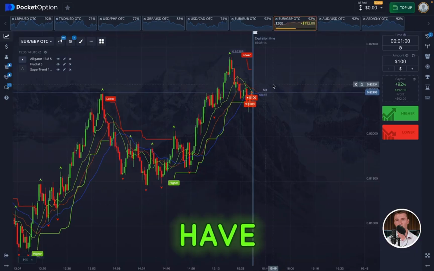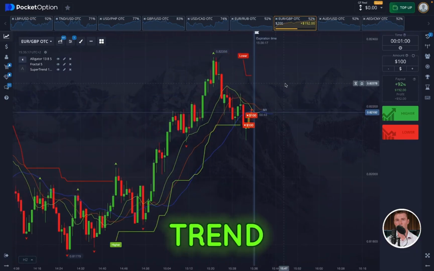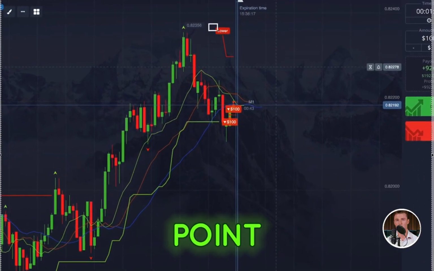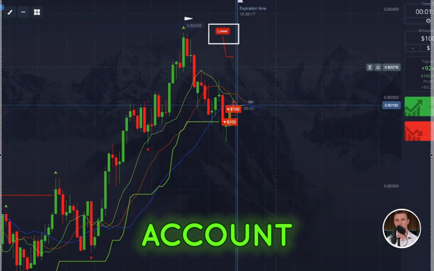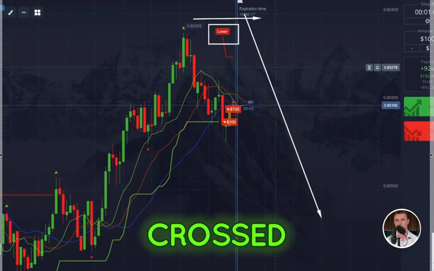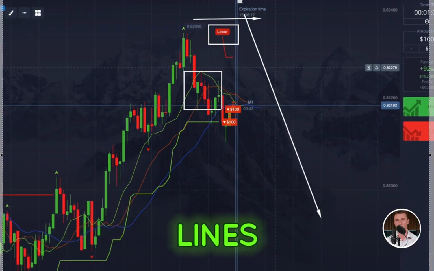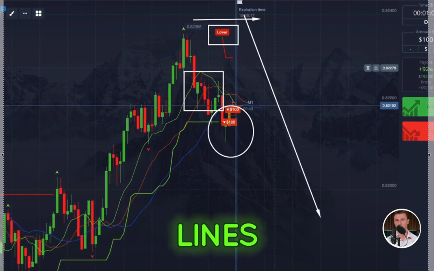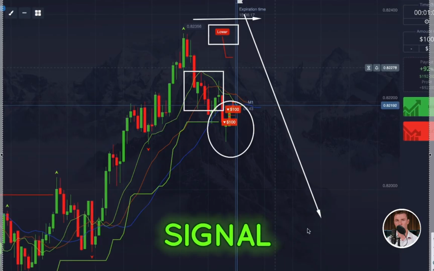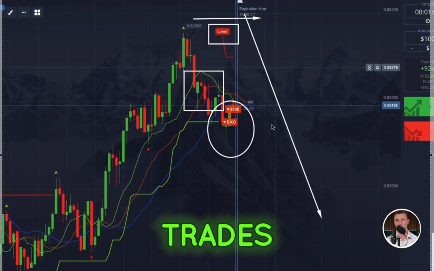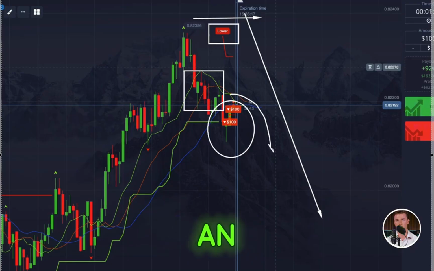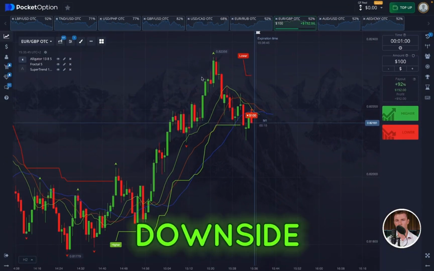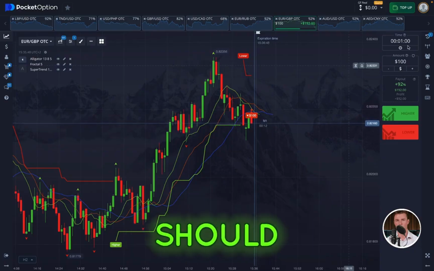In general, we have a position on the super trend beginning to show the emergence of downward momentum. This is the first point that we have to take into account. The movement has crossed the moving lines. Now the movement is below all the moving lines. So this is the second signal to open downside trades. Earlier, we also had an update of the structural global high, so I decided to open a downside trade. I think the pullback should continue.